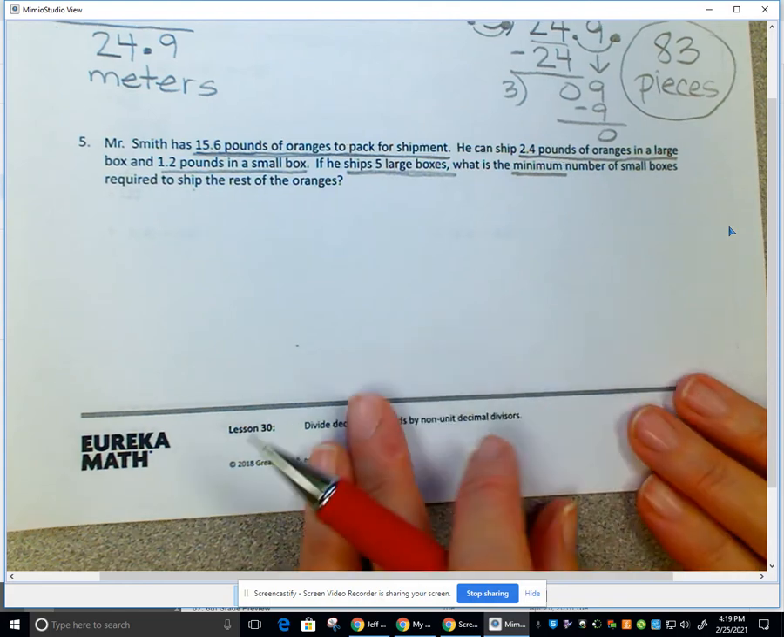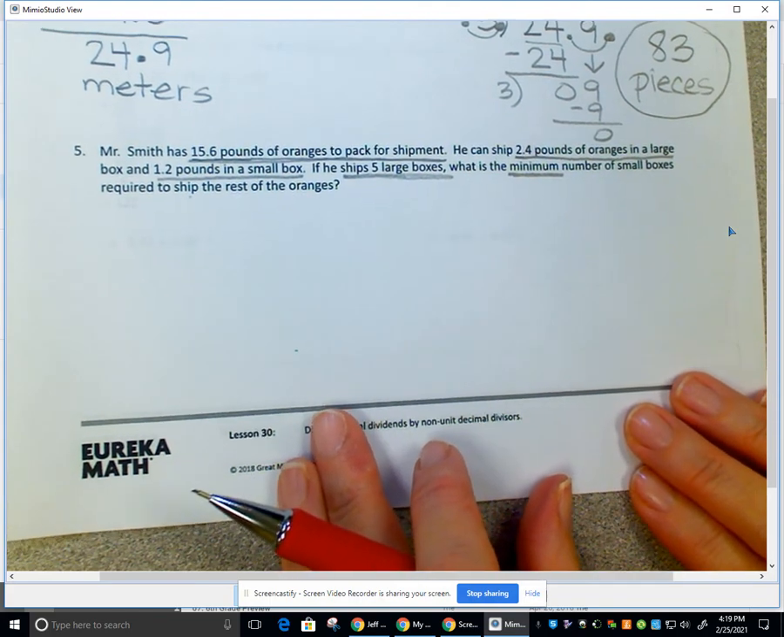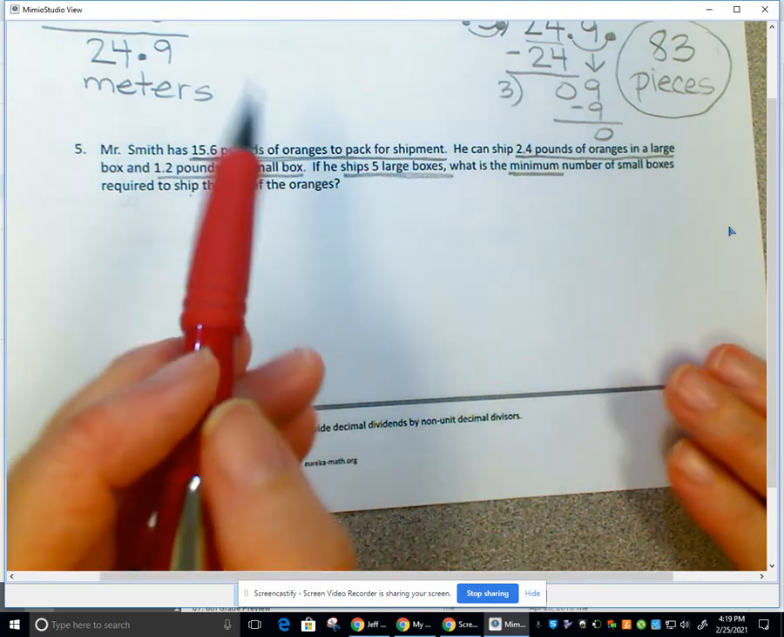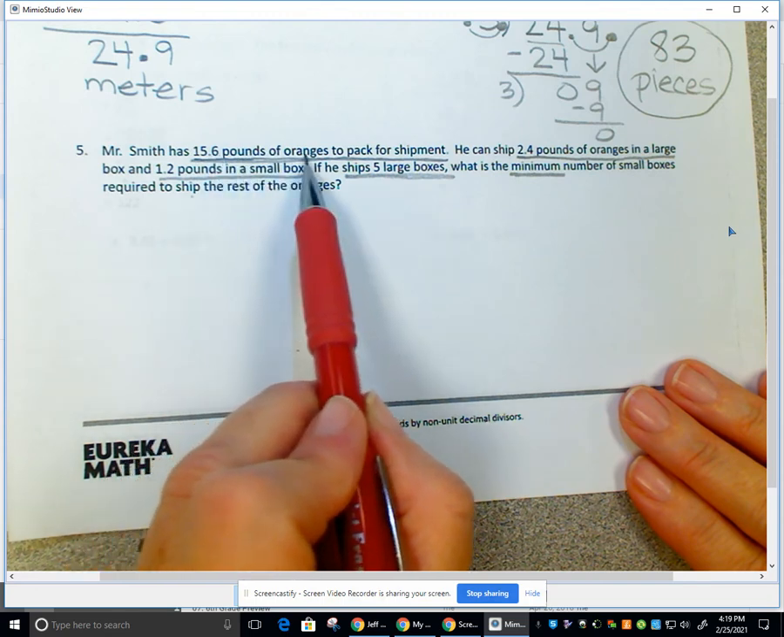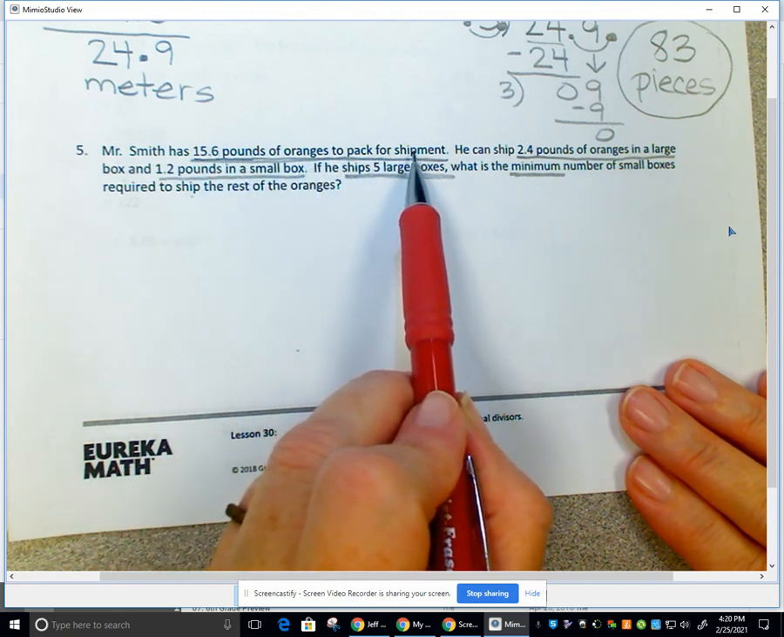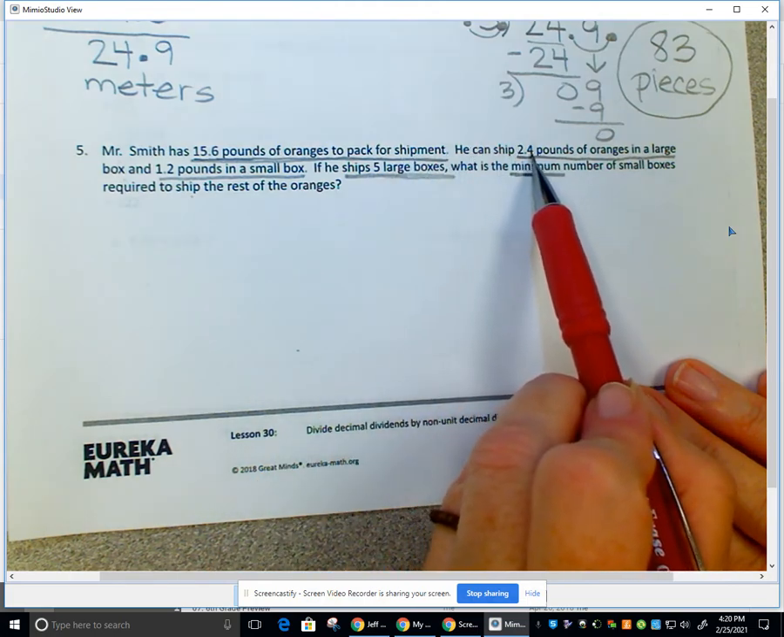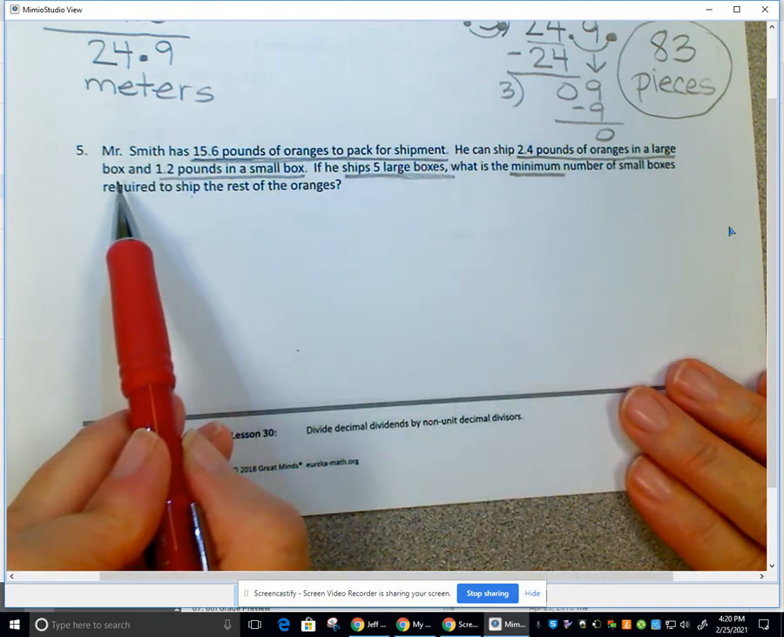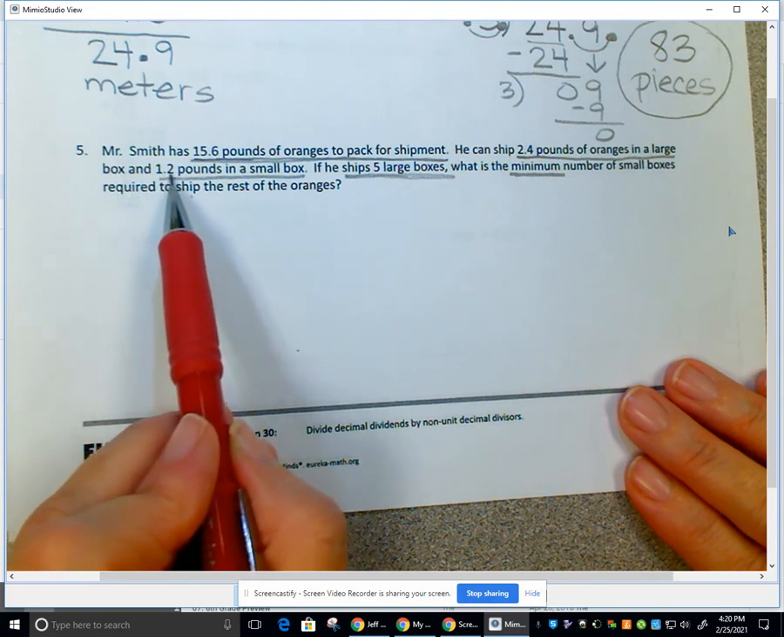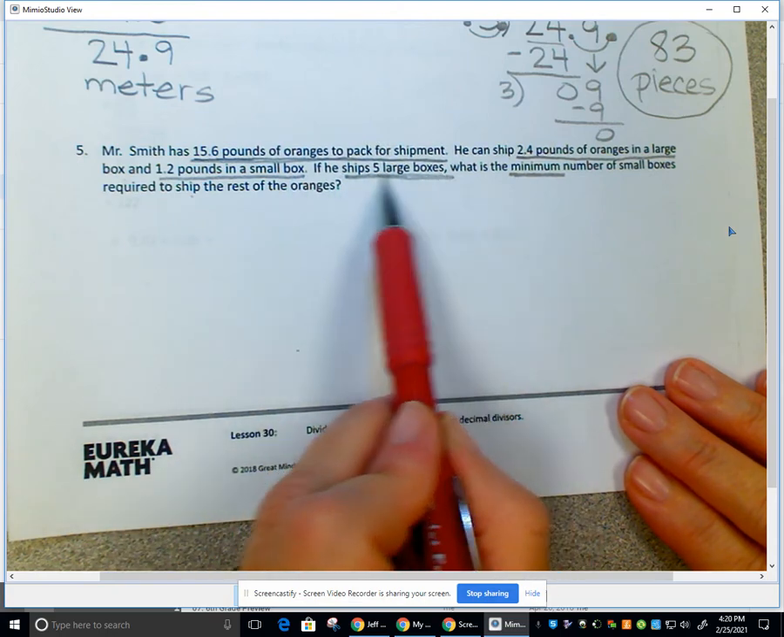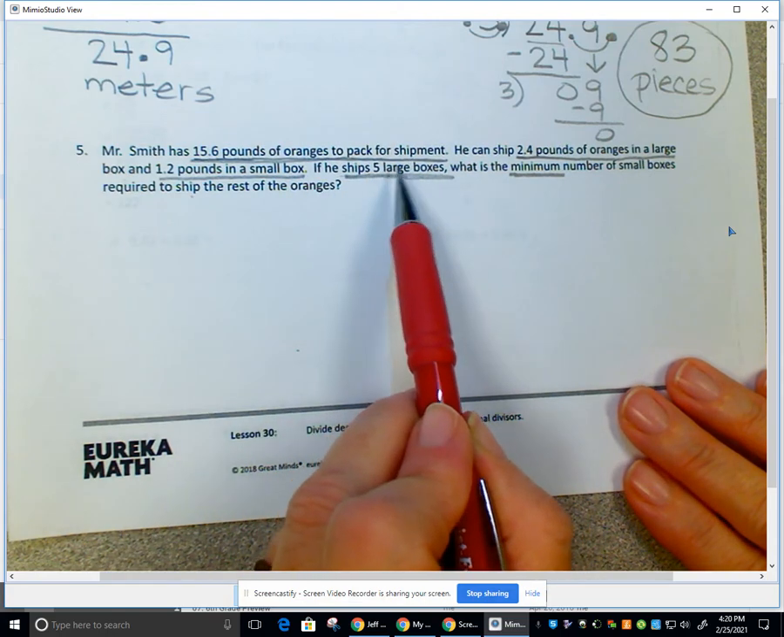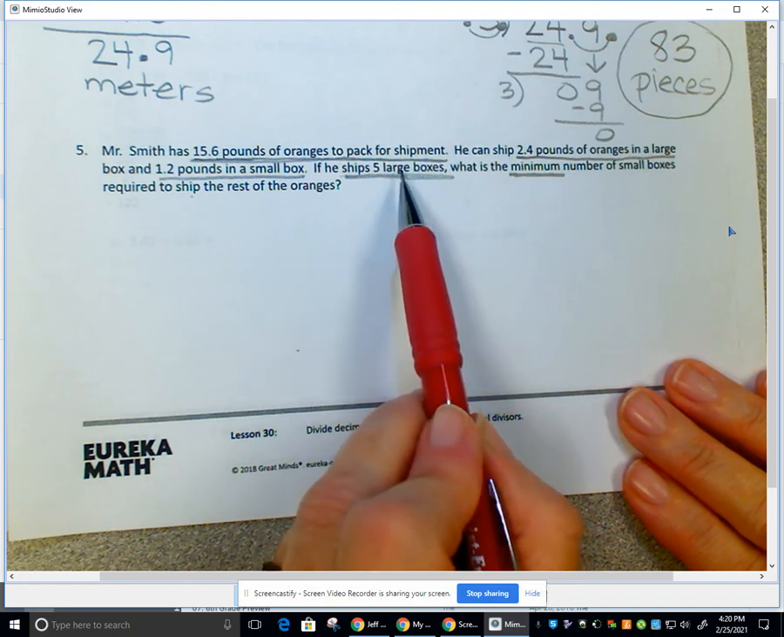Okay, I admit, this is kind of wordy. So we're going to take it in baby steps. Now it says he has 15 6/10 pounds of oranges to pack for shipment. He can ship 2 4/10 pounds of oranges in a large box. And 1 2/10 pounds in a small box. If he ships 5 large boxes, let's go right now and figure out what will he be able to get in 5 large boxes.